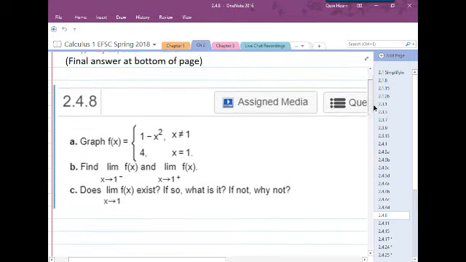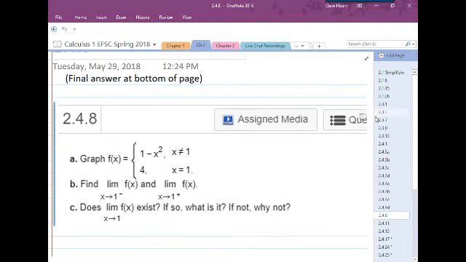All right, here's one where they didn't give us the graph, and I wanted to look at one of these where the graph was not given, because it's harder maybe to visualize. So here we're told to graph 1 minus x squared where x is not equal to 1, and 4 when x is equal to 1. Find the limit as x approaches 1 from the left and the limit as x approaches 1 from the right. Does the limit exist?